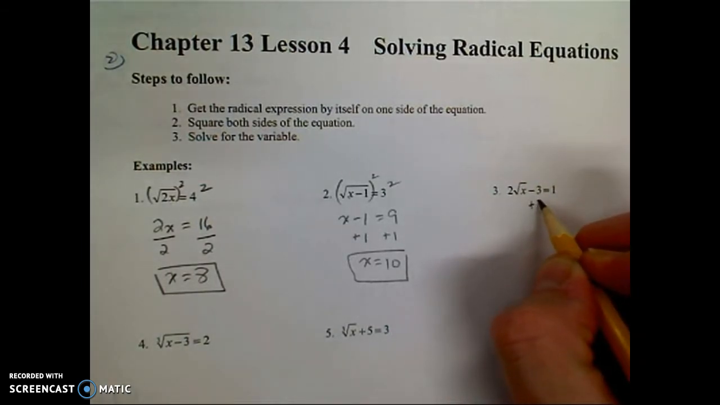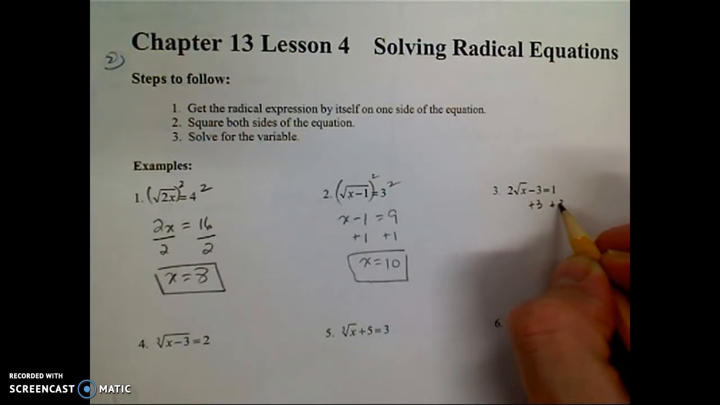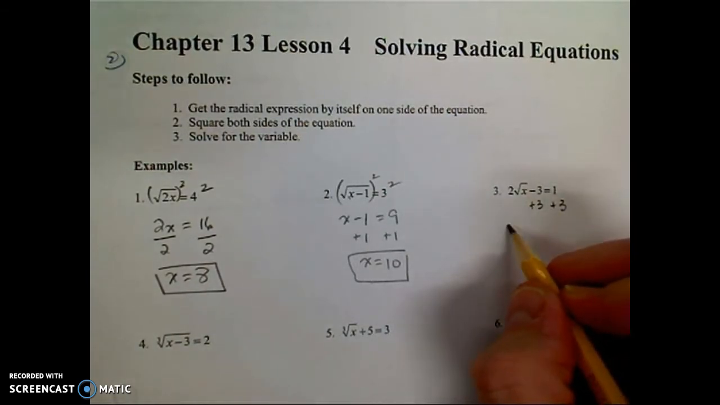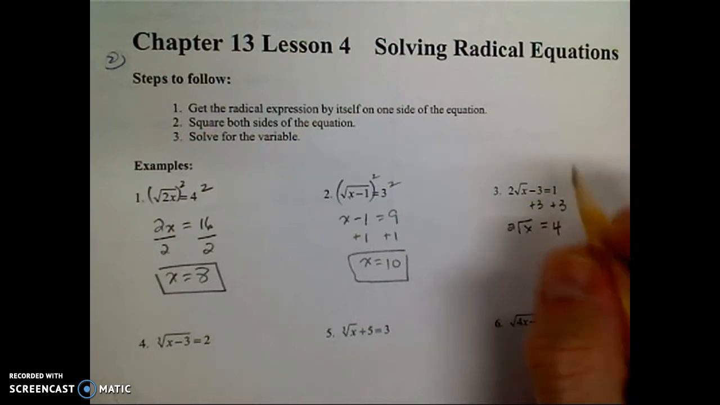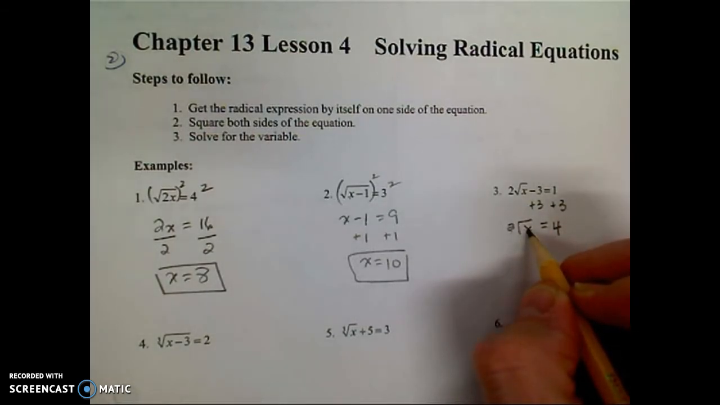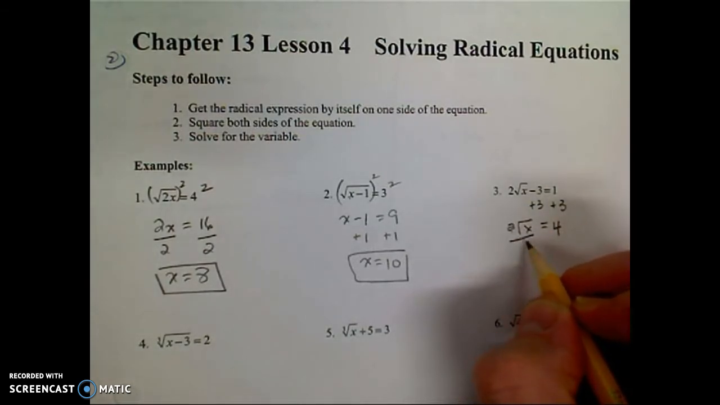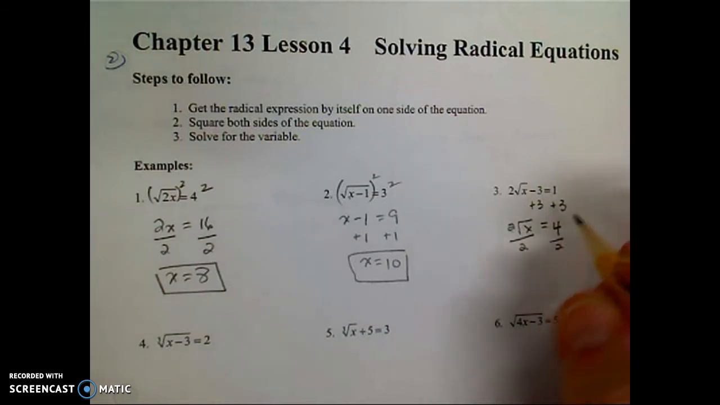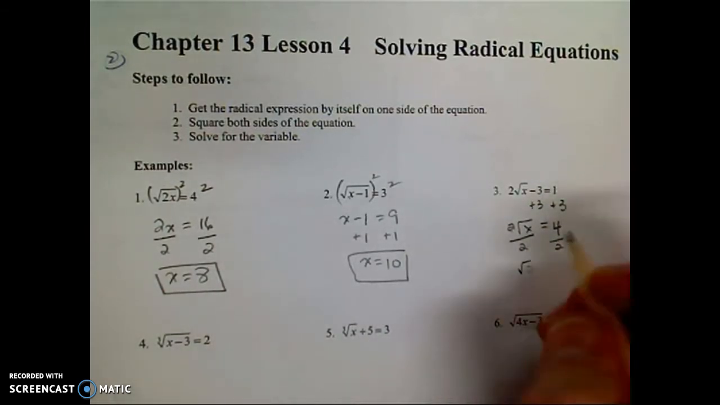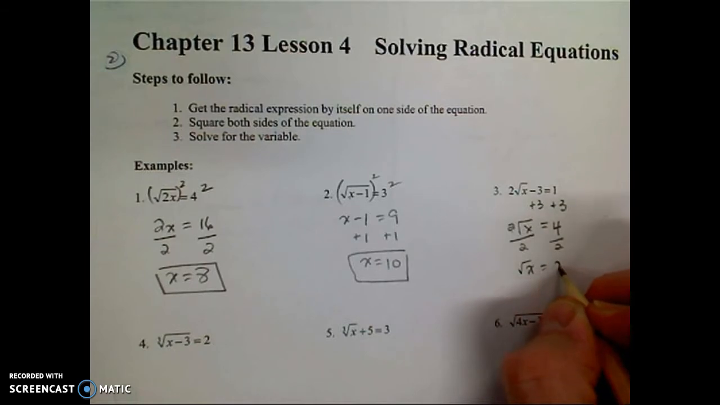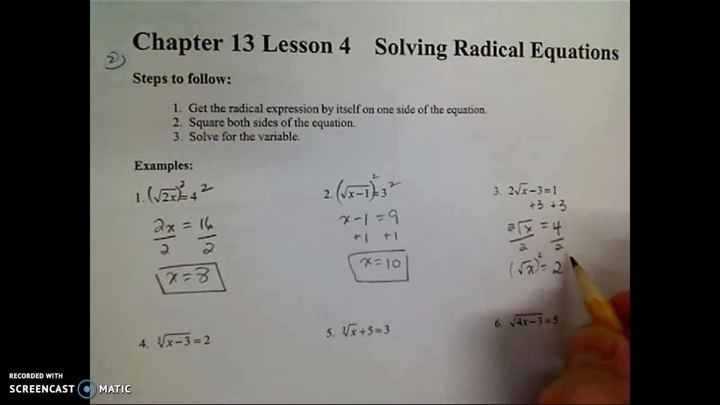So I begin by adding 3. So 2 times square root x equals 4. Now, square root x has been multiplied by 2. To undo that, I divide by 2. So the square root of x is equal to 2. Now I can square both sides. And x is equal to 4.